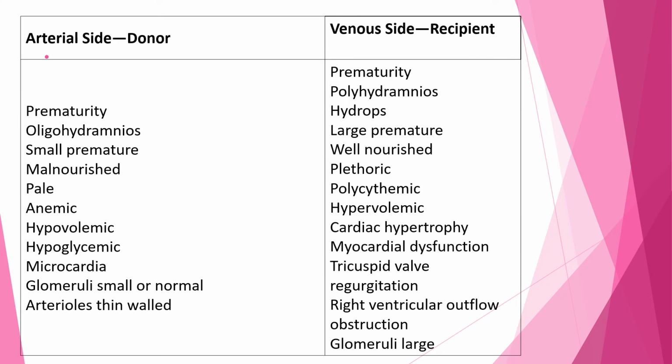When we see the complications in both the donor and the recipient in twin-twin transfusion, most of the time the donor is small, premature, malnourished, pale, anemic, hypovolemic, hypoglycemic, has microcardia, glomeruli small or normal, and arterioles are thin-walled, whereas the recipient is large, well-nourished, plethoric, polycythemic, hypervolemic, with cardiac hypertrophy, and they might have tricuspid valve regurgitation, right ventricular outflow obstruction, and large glomeruli, and both of them are premature.